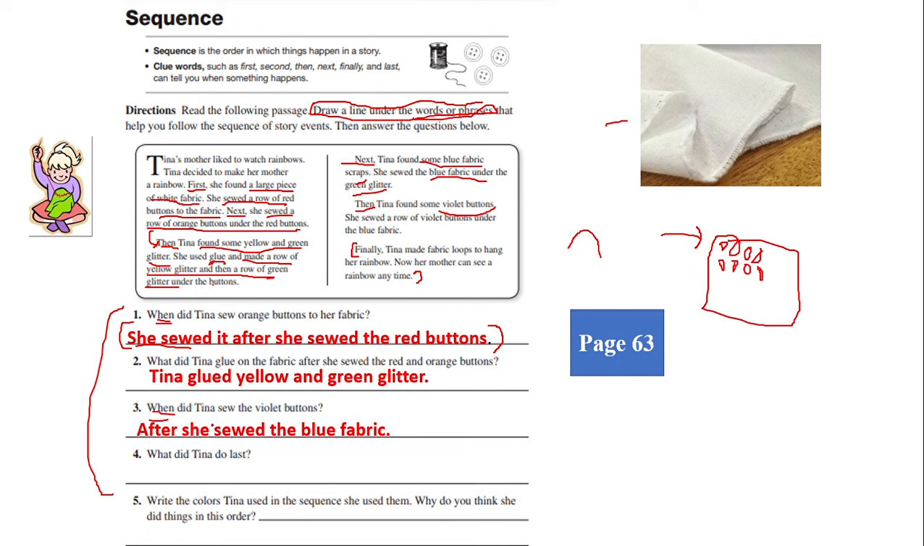What did Tina do last? What was the last thing that she did? Okay, again, we look for the clue words that help us know the sequence. The word finally is written when we indicate something that happened in the end. So what did Tina do last? She made fabric loops to hang her rainbow.